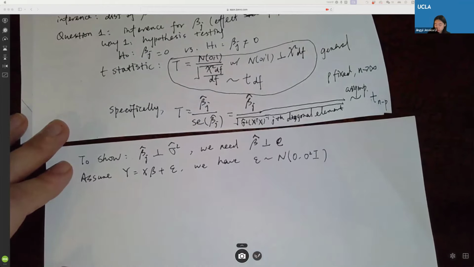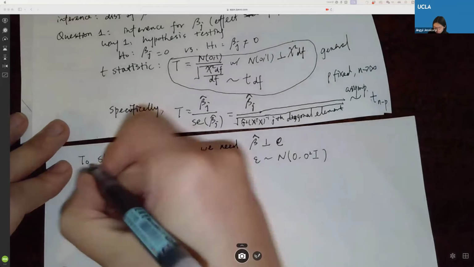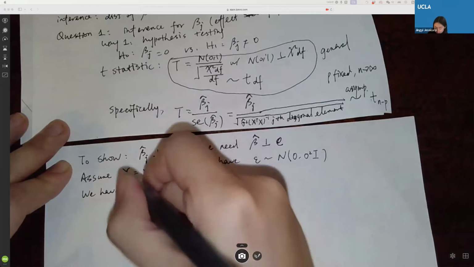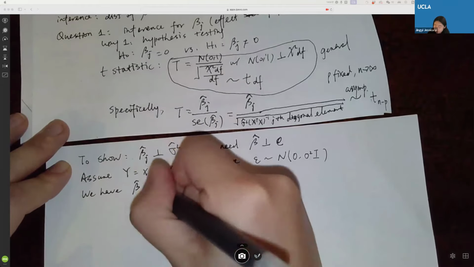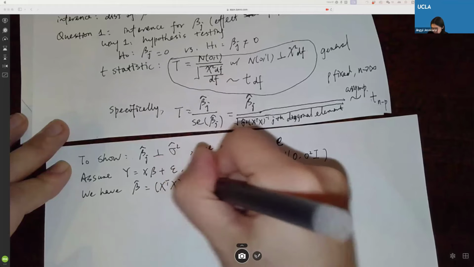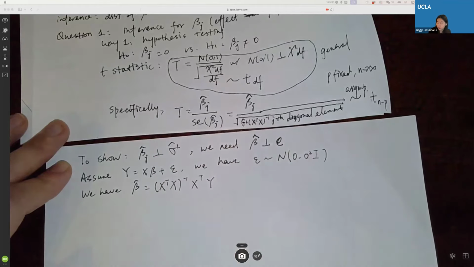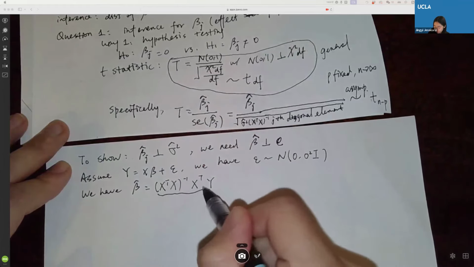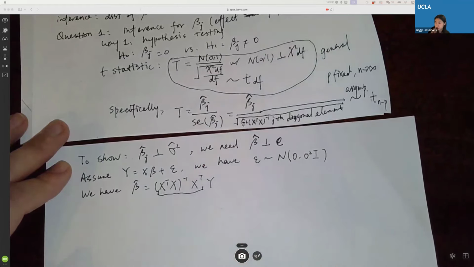So to show that, we will use the result we already have, and it's more like a review here. We already have from the previous lectures that beta hat is what? It's the formula we'll use again and again: X transpose X inverse X transpose Y. This means that we have a matrix multiplied by Y.